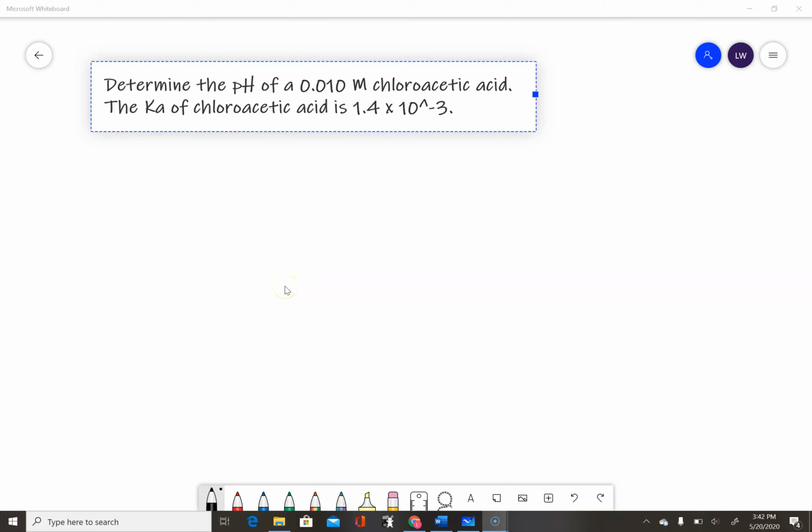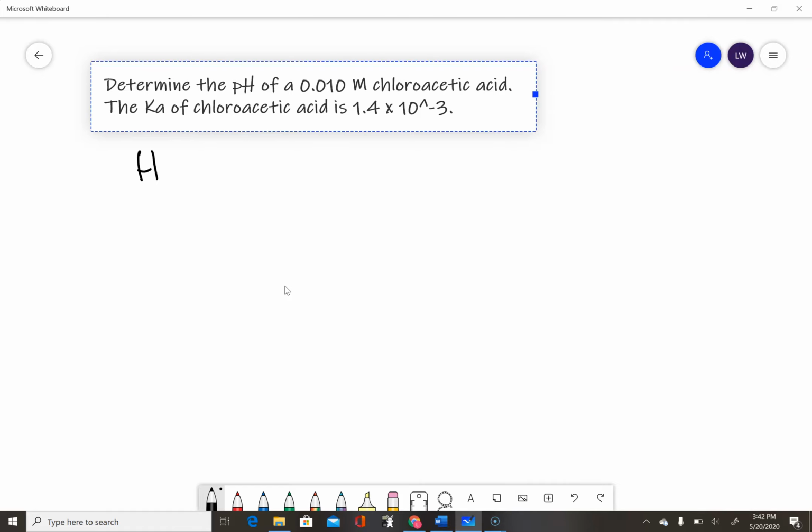This question asks us to determine the pH of a 0.01 mole per litre solution of chloroacetic acid. And it tells us that the Ka of chloroacetic acid is 1.4 × 10^-3. So I'm going to set up an ICE table and attempt to solve for the equilibrium concentration of H+.